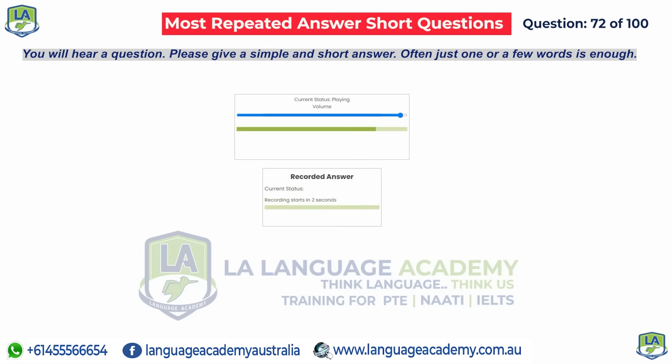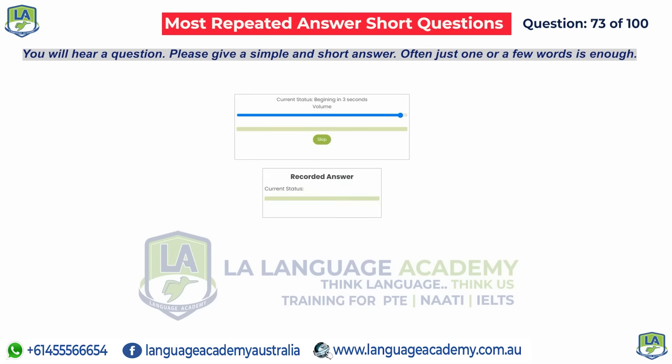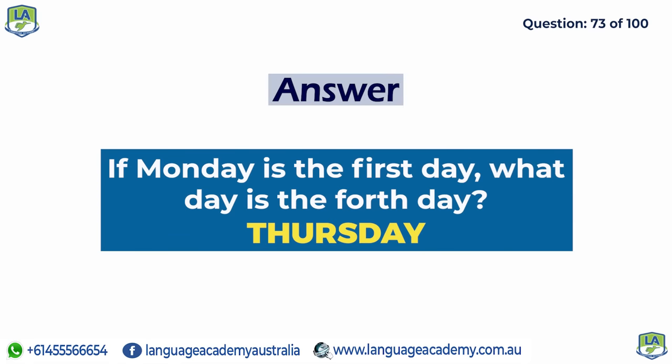What heavenly body makes an object cast a shadow during the day? Sun. If Monday is the first day, what day is the fourth day? Thursday.